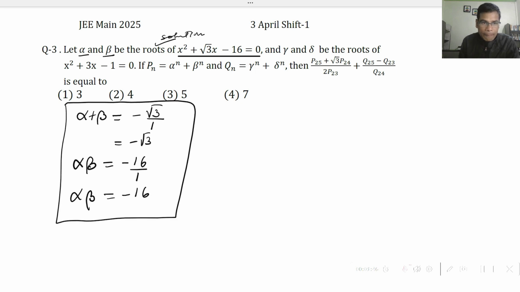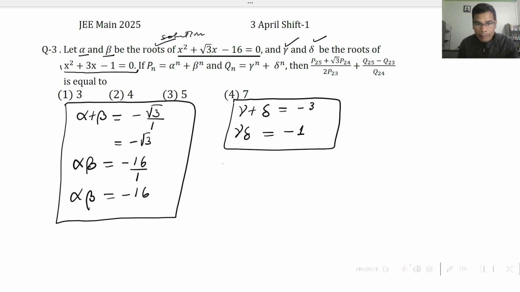So similarly, gamma and delta be the roots of this second quadratic equation. So if we are using the same relation, then we'll have gamma plus delta equal to minus 3, and gamma into delta, that is the product of roots, is equal to constant, which is minus 1 by coefficient of x square, which is 1, so it will be minus 1 only.